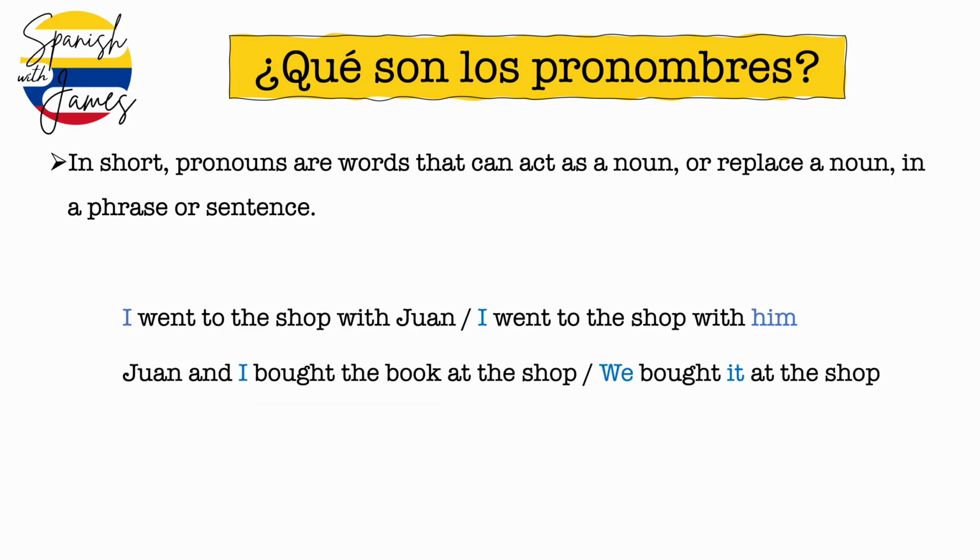If Juan and I bought a book at the shop, I could say we bought it if the book has already been referred to. If it's our book, I could say it's ours. Ours is replacing our book. If we bought it ourselves, then ourselves is also a pronoun referring back to us. So these are all different types of pronouns.